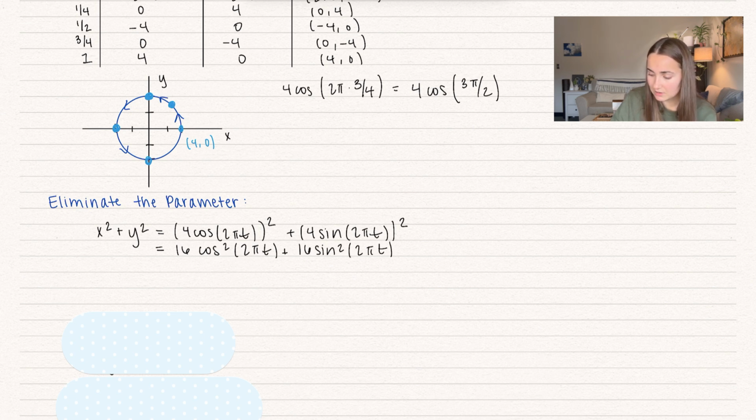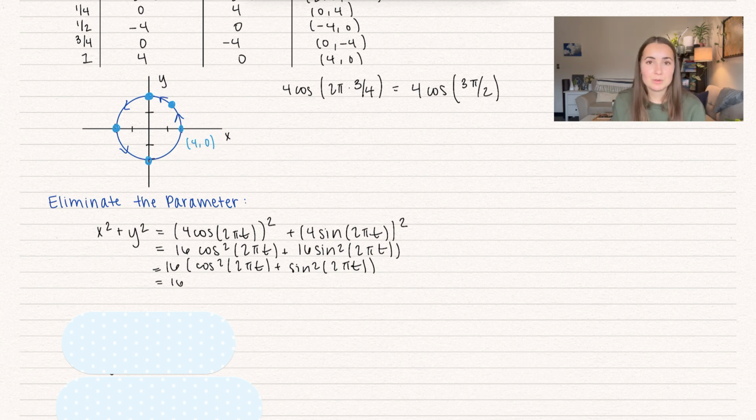Now notice here what happens when I factor out the 16. We are left with cosine squared of 2 pi t plus sine squared of 2 pi t. And remember, what's cosine squared plus sine squared? 1. So this is equal to 16 times 1, or 16, which we already knew, right? It's equal to the radius squared, but that's one way you can do it. You can plug it in and you can solve it out.